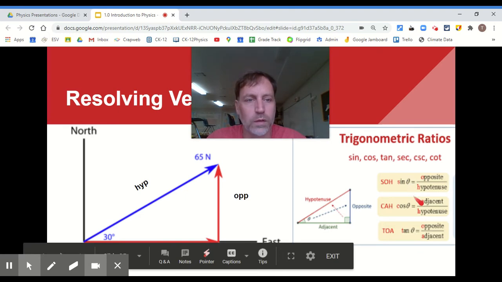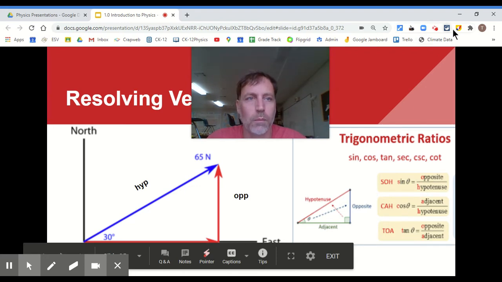We wouldn't pick the adjacent because we're not looking for the adjacent side. We're looking for the opposite side. So we wouldn't use that even though it has a hypotenuse in it. And we wouldn't use the tangent because we don't know either the adjacent side or the opposite side. So we always start with what we know. We know the length of the hypotenuse, so to solve for one of these other sides, we're going to have to include the hypotenuse. We're going to use this one right here because we're looking for the opposite side, and there is the hypotenuse.